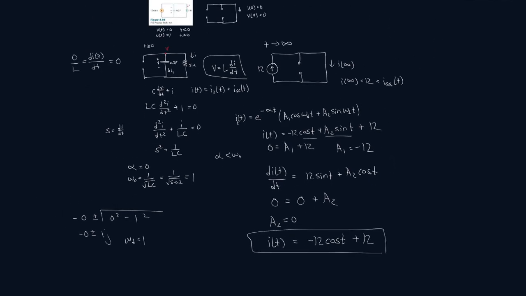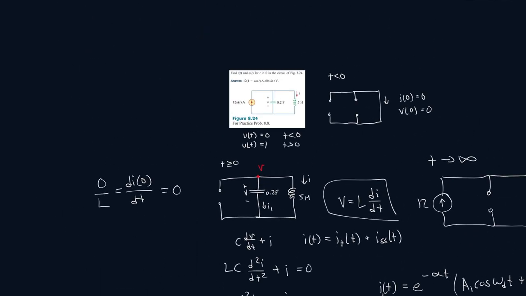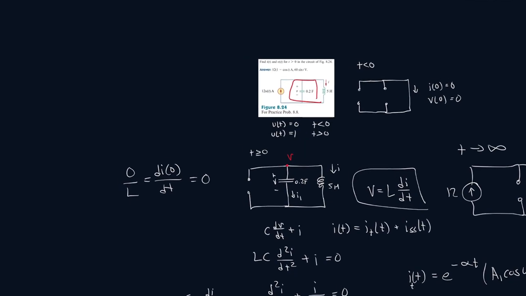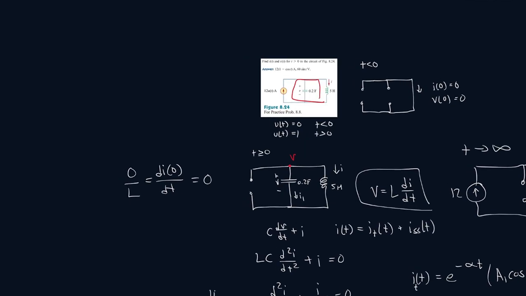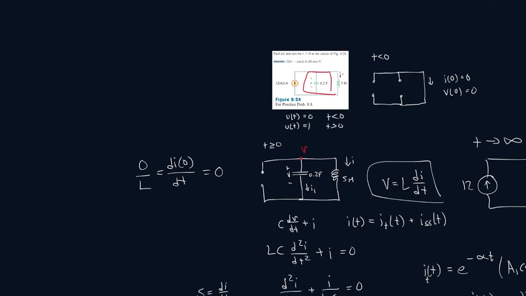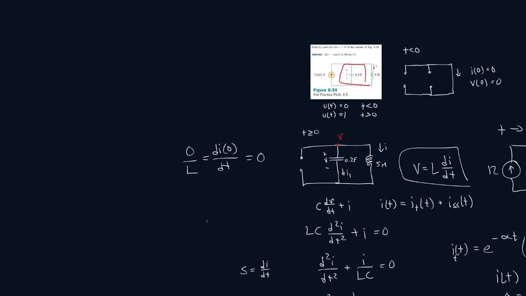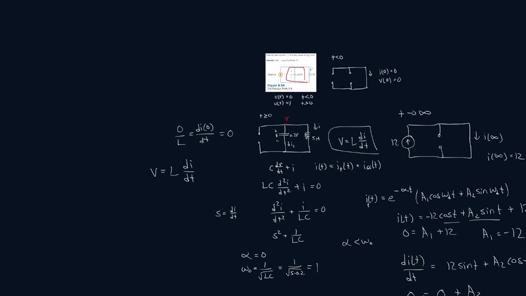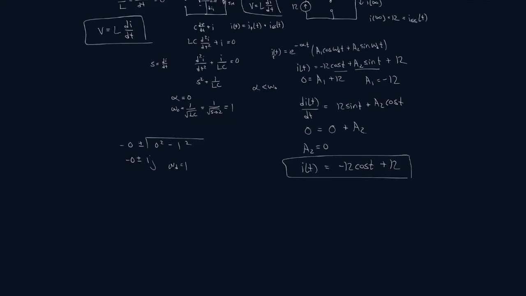Now, what do we have to find next? We have to find the formula for voltage at the capacitor. Pretty much it's just going to be voltage equals the inductance times the change in current over the change in time, because recall the voltage at the capacitor is the same as the voltage at the inductor. So we can just use the formula for voltage passing through the inductor, and that's going to be your voltage passing through the capacitor.